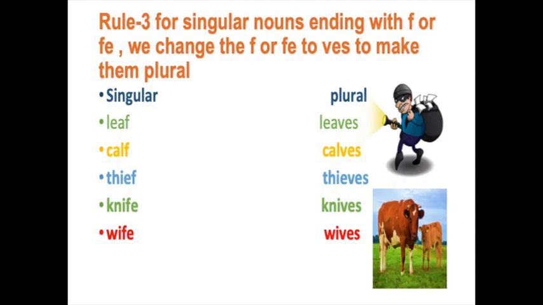Now rule 3 says that if a singular noun ends with F or FE, we have to change it into VES. For example, leaf, leaves. In place of F, VES. Calf, calves. Thief, thieves. Knife, knives. Wife, wives. Now repeat after me. Leaf, leaves. Calf, calves. Thief, thieves. Knife, knives. Wife, wives. It's very easy.